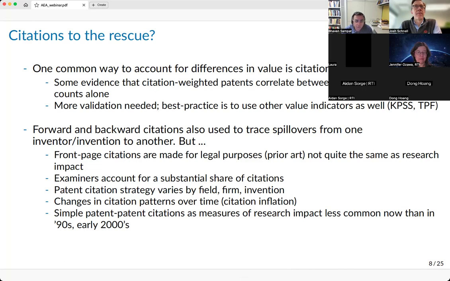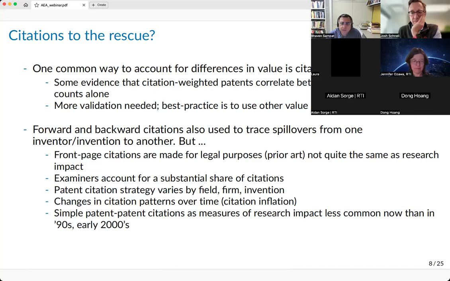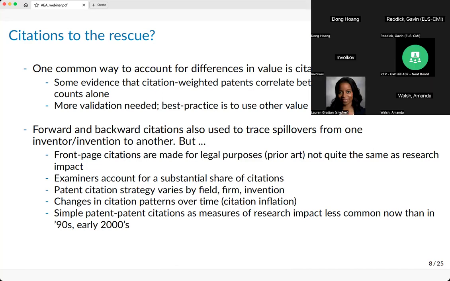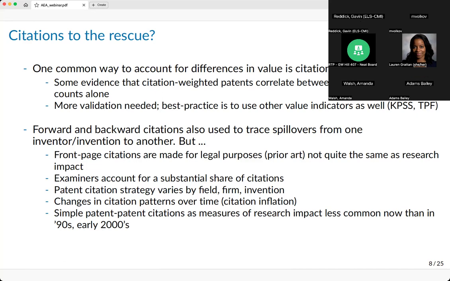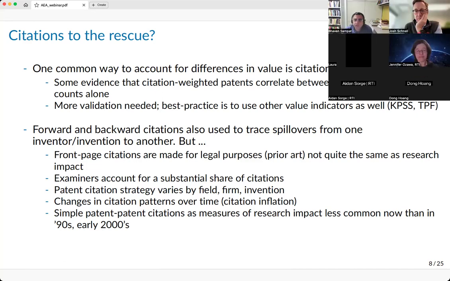That's my editorializing in terms of where we need to go. Best practice today, I think, is not just to look at citations, but actually to look at other value indicators as well. And two other prominent ones that are increasingly used are, one, some work by Kogan et al. KPSS is what it's called, but that's just an acronym for Kogan and Kogan's co-authors, whose names I forget right now.